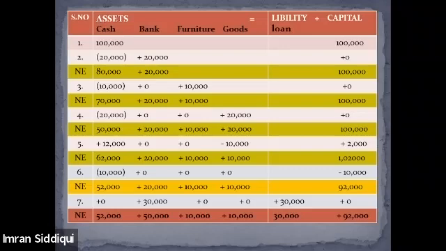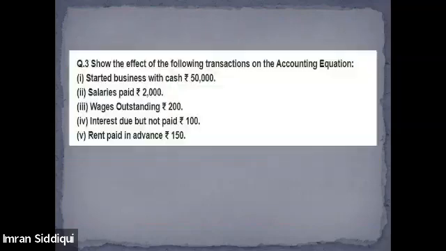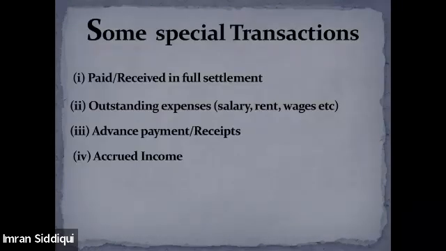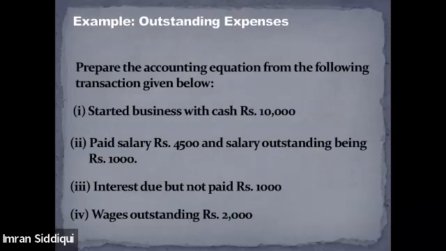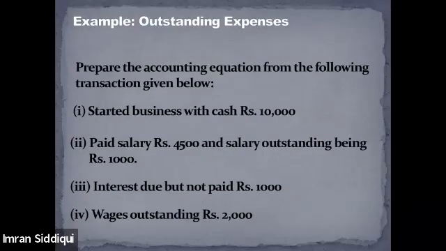So this is how we solve questions based on the accounting equation. Now let's do one more question just for the purpose of revision. If you remember, we have a few special transactions, like transactions in respect of payment of outstanding expenses, and transactions relating to advance payment or receipt and accrued income. So we'll do one question based on that as well.